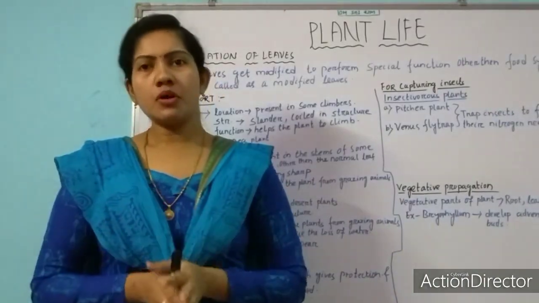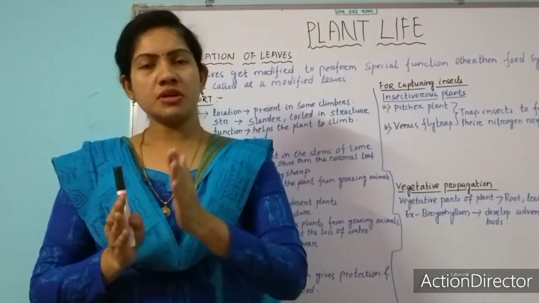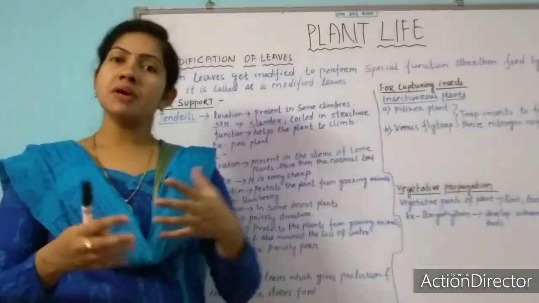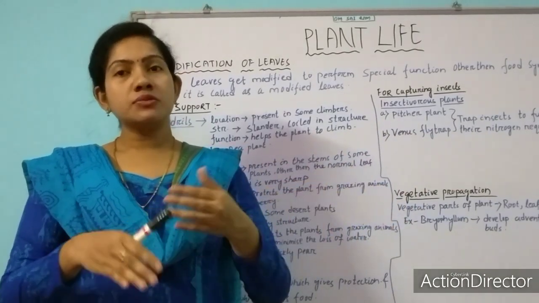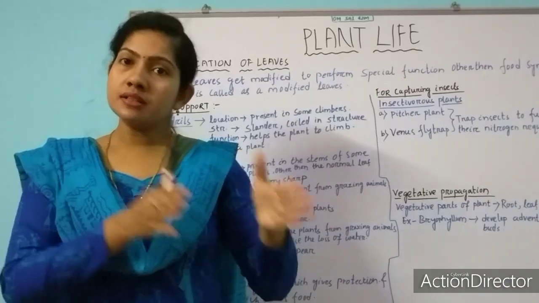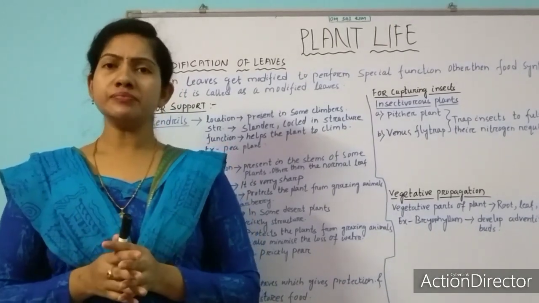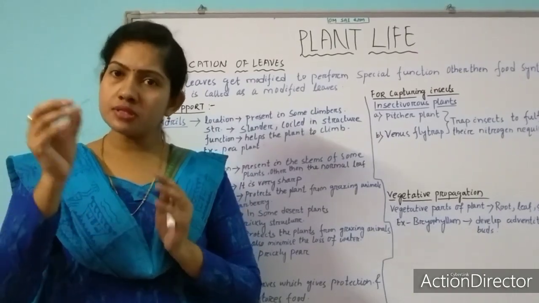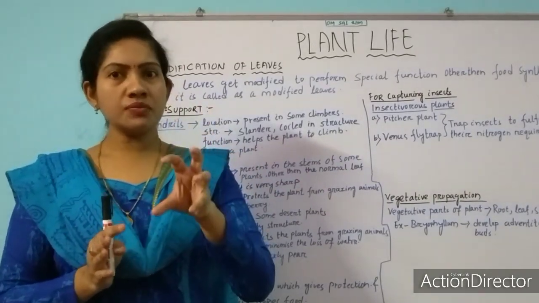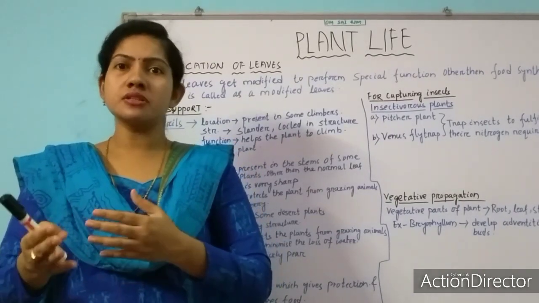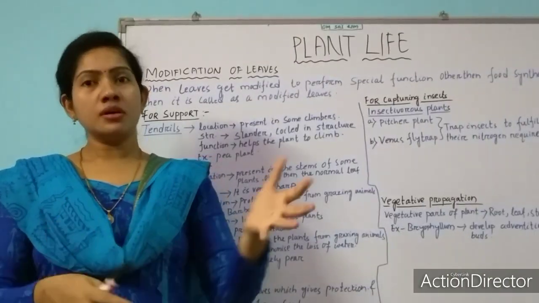So if we talk about modification, what do you mean by modification? Suppose, what is the main function of a leaf? The main function of a leaf is to prepare food for the plant. If a leaf modifies to some other structure and performs some specific function other than preparation of food, we call that kind of leaf a modified leaf. Again I am repeating, preparation of food is the main function of a leaf. If it performs some other function rather than preparation of food, we call that a modified leaf, or modification of leaf.